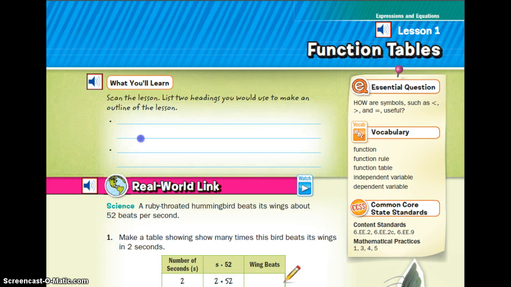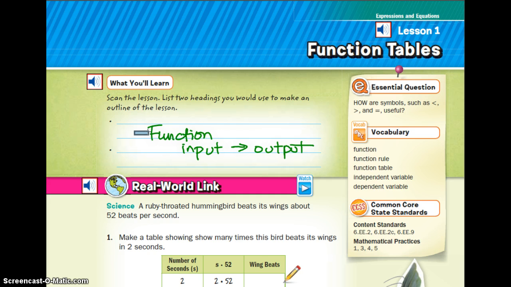So, let's talk about a function. A function has an input, which results in an output. So, for every input, you have an output. That's as simple as a function is.